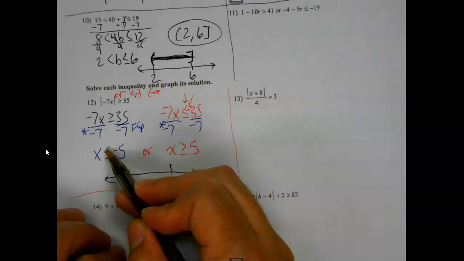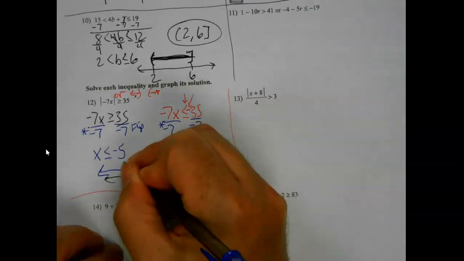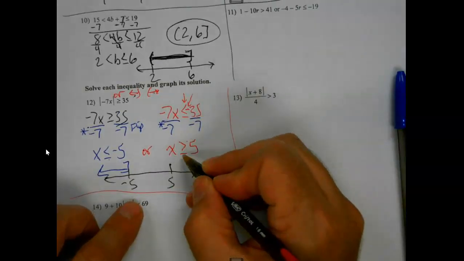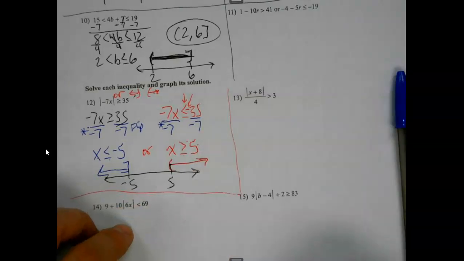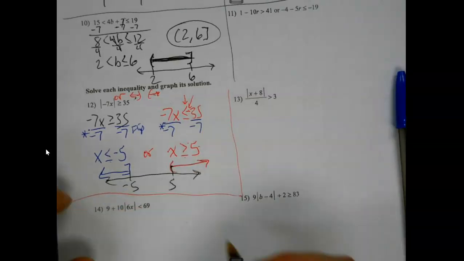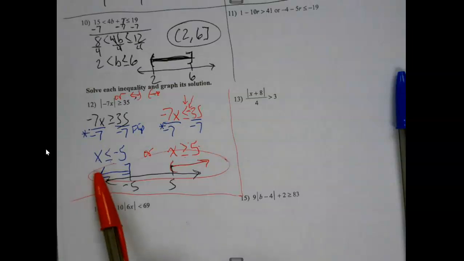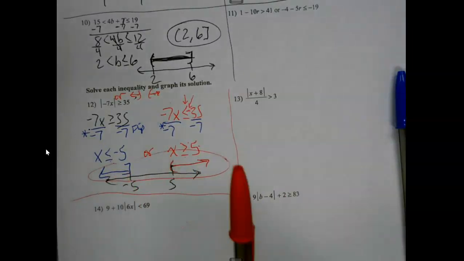X is less than or equal to, we're going to the left from -5, with a bracket. Here, x is greater than or equal to 5. We're going to the right with a parenthesis. We weren't asked to do interval notation here, but if we were, we would just do our pieces from left to right and then do a union from left to right.